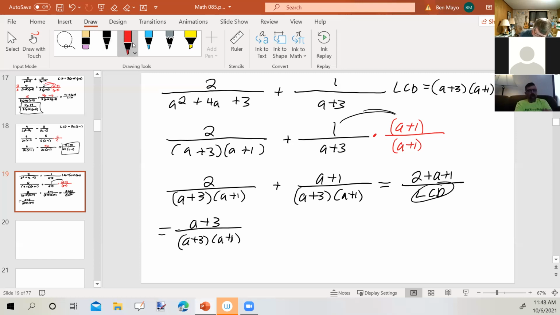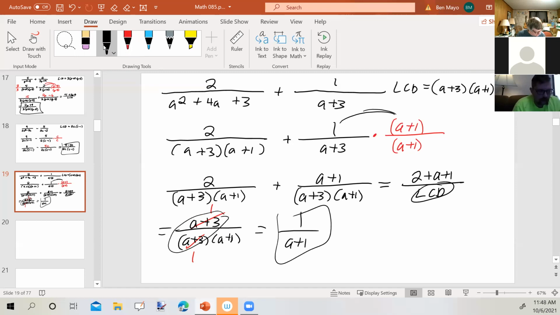So now I can reduce out a plus, oops, let's try that again. I can reduce out the a plus 3s and get 1 over a plus 1. Now, again, be careful to note, it's not a plus 1, it's 1 over a plus 1. These don't cancel, they reduce down to 1 over 1, so there's still a 1 in the numerator. All righty? Good to go on. Here comes another one.